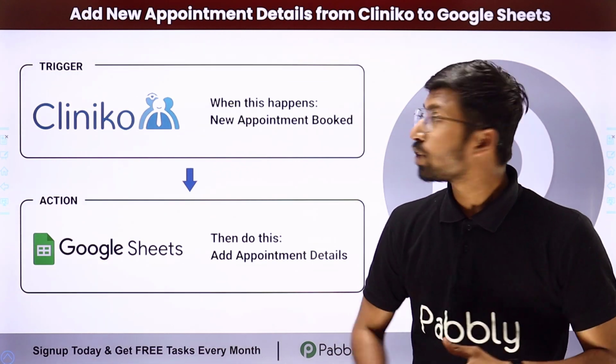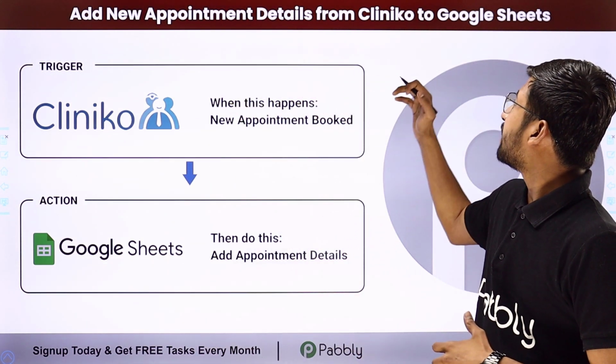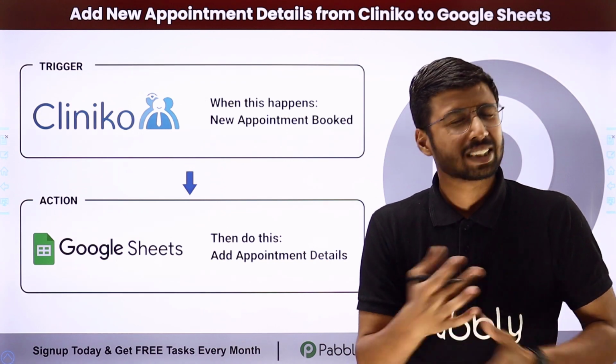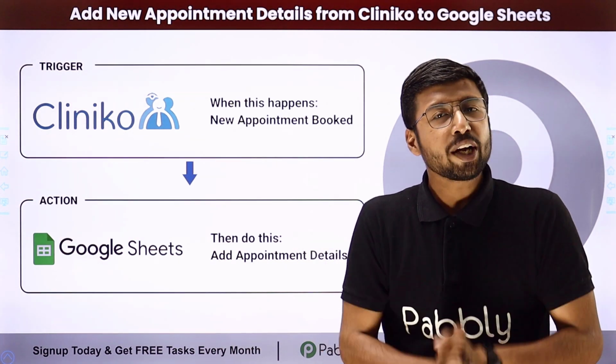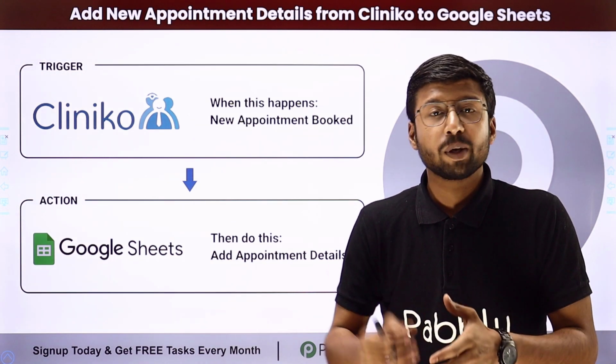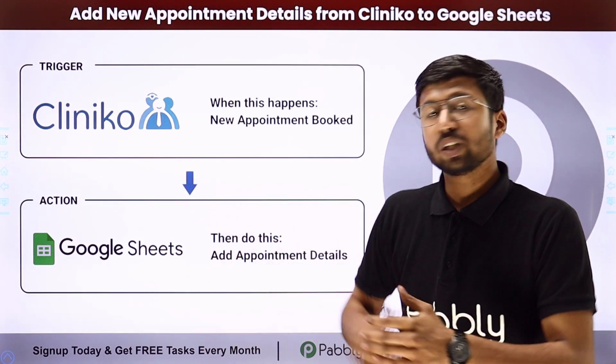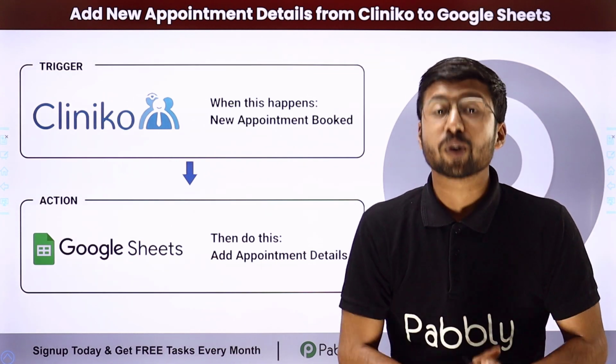So in this video, we are going to learn how to add new appointment details from Cliniko to Google Sheets. Let's say you're using Cliniko to manage all the appointments for your patient and you want to create a record of all the appointments which are booked by your patient in a Google Sheet. So let me tell you how you can automate this process.